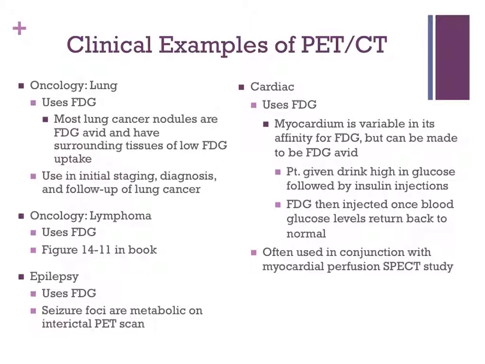Some clinical examples of when PET CT imaging is used include in oncology, usually for the lung. PET with FDG is a powerful imaging modality for use in initial diagnosis, staging, and follow-up of lung cancer. Most lung cancer nodules are FDG avid and generally are surrounded by tissue with relatively low FDG uptake.